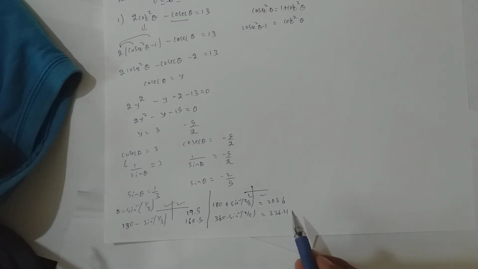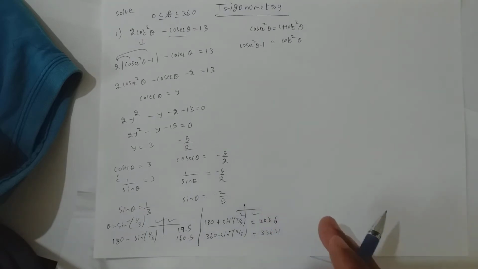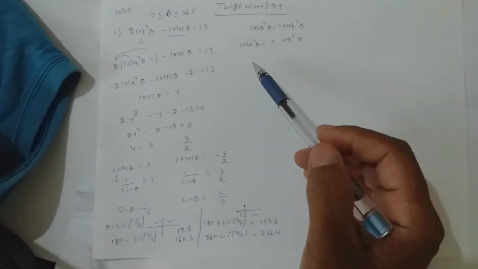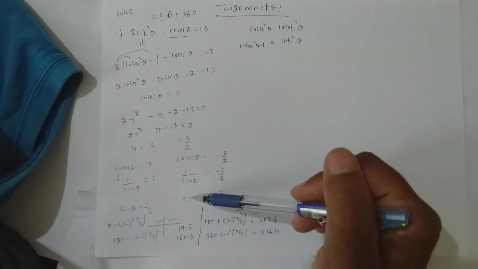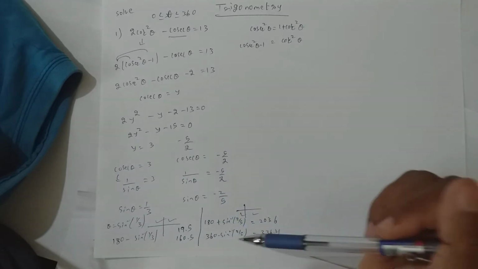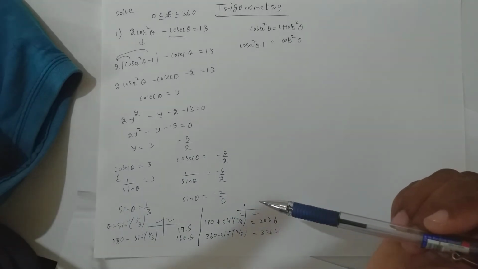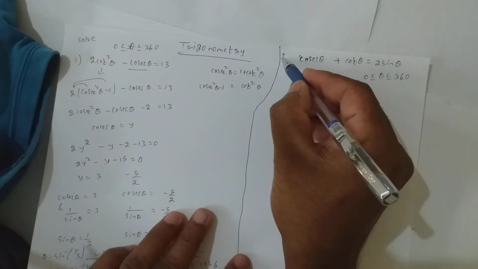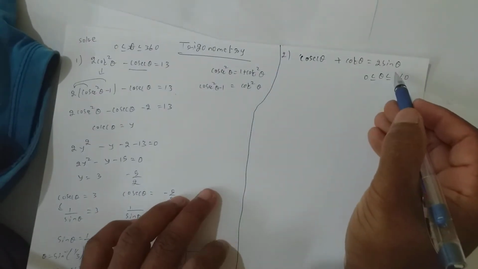Am I clear? This is how trigonometric equations need to be solved. Change all into only one trigonometric ratio. Then it's a quadratic, get the values. Then it's the same as the AS method. Look at the next sum. It is cosecant theta plus cot theta equal to 2 sin theta.